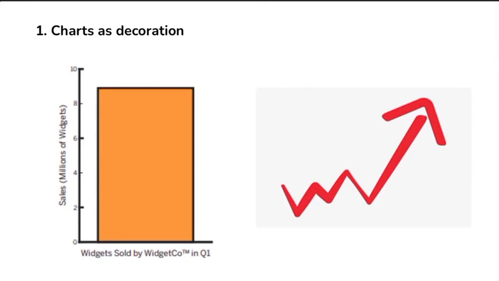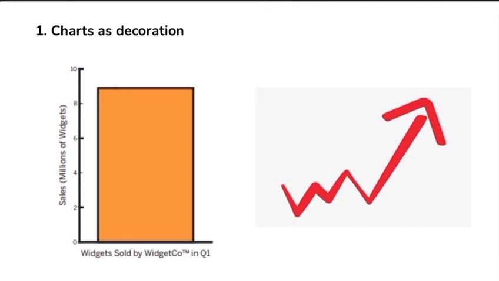Why did it need to be plotted? It could have been entirely replaced by the sentence, Widgetco sold approximately 9 million widgets in Q1. The bar chart adds nothing. The rule of thumb here is that if your visualization could be replaced by, for example, a photo of an arrow going up or down without changing the intended message, then it's probably a bullshit visualization.